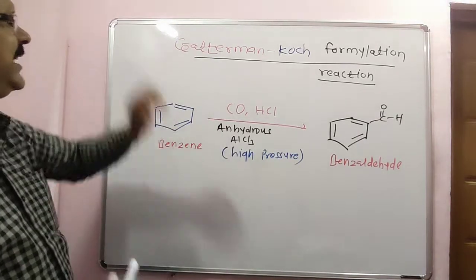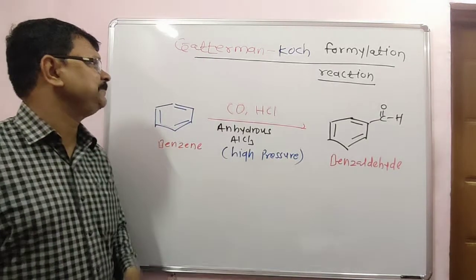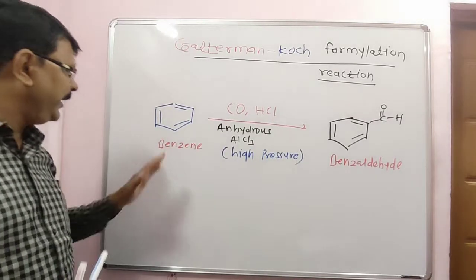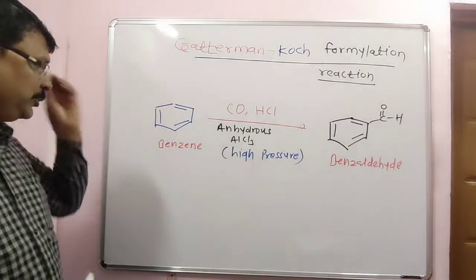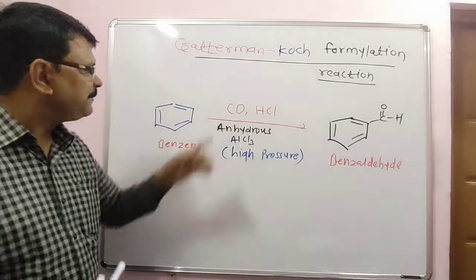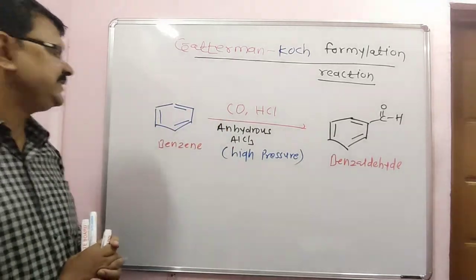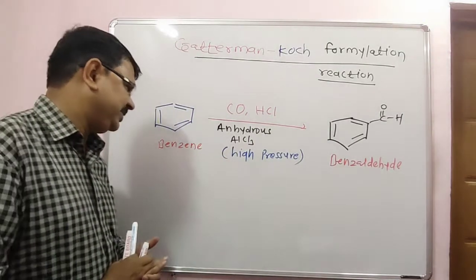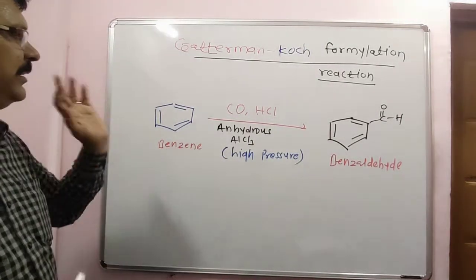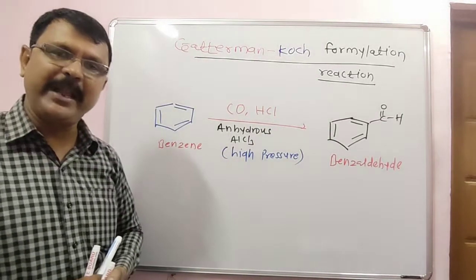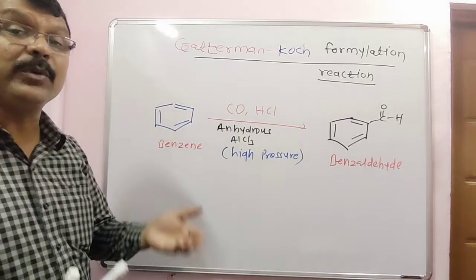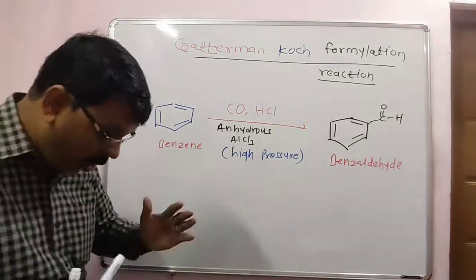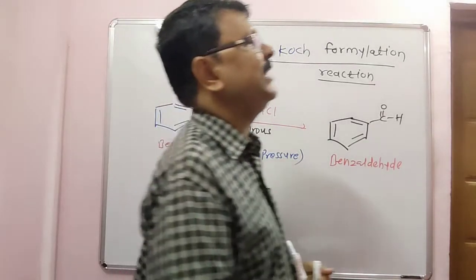Explain the Gattermann-Koch formylation reaction. Everybody, when benzene or a substituted benzene is reacted with carbon monoxide and HCl under high pressure, in presence of anhydrous aluminum chloride or cuprous chloride, it gives benzaldehyde or a substituted benzaldehyde.